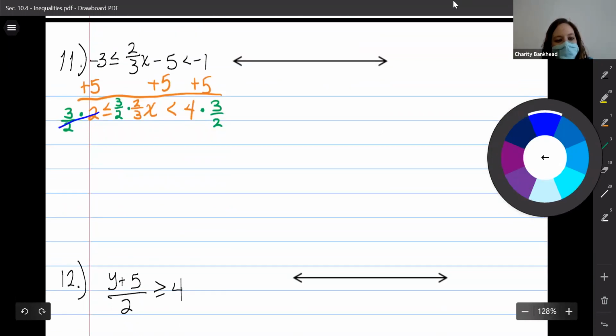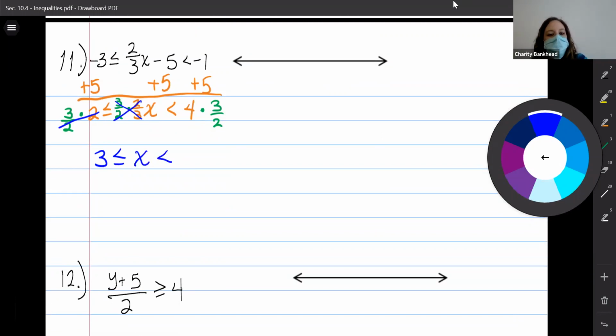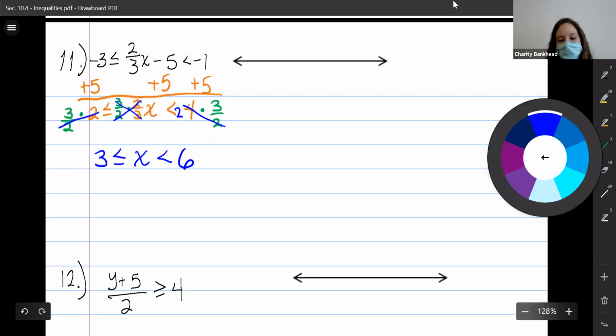So 2 cancels out. So that's just 3 is less than or equal to x, which is less than... 2 goes into 4 2 times, and 2 times 3 is 6. So 3 is less than or equal to x, which is less than 6.